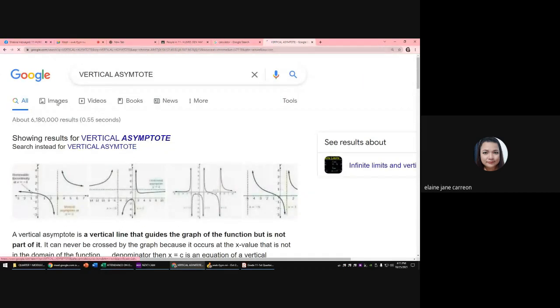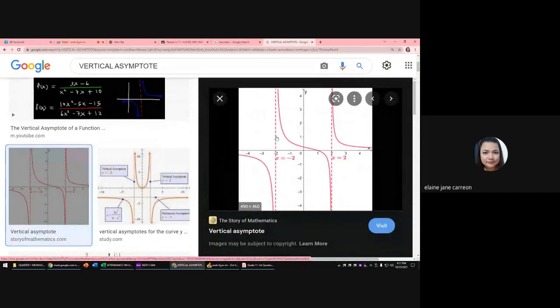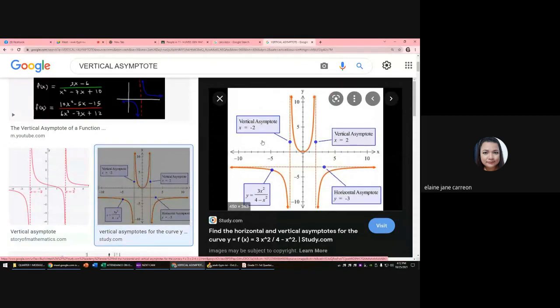So let me give you an image of a vertical asymptote. So the red dotted lines are vertical asymptotes. I hope you can see it clearly. The red curved lines are the graphs. Okay? Graphs yan. And the red dotted lines are the vertical asymptotes. Here is another image of a vertical asymptote.